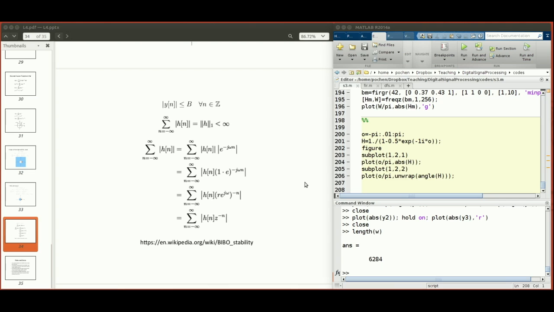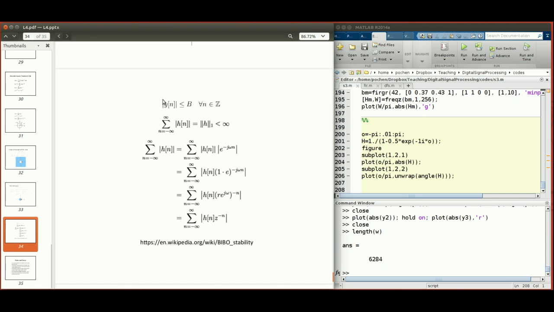Now let's look at the stability of the system. Stability means bounded input, bounded output. If you send a system an input that's bounded, then the output must also be bounded for the system to be stable, or BIBO, bounded input, bounded output. So what does it mean to be bounded? Here is a signal y as a function of n time points.